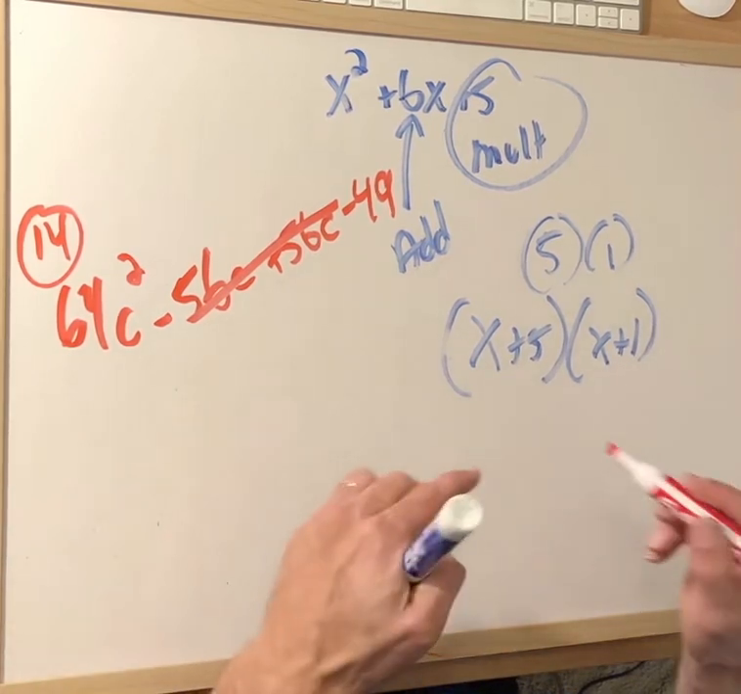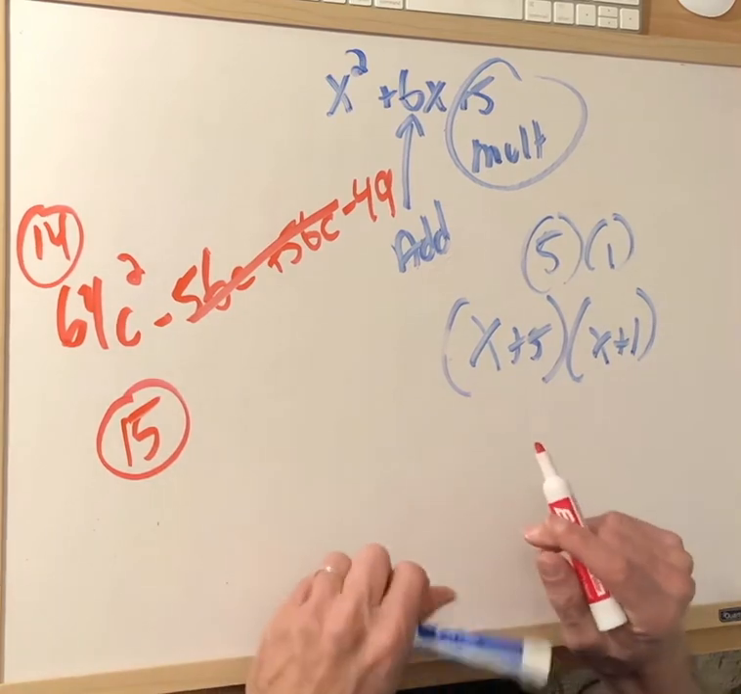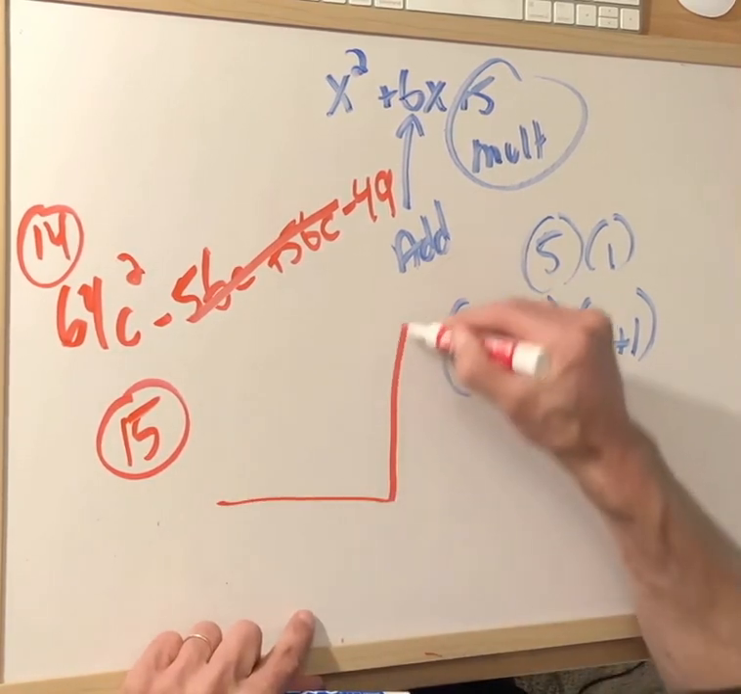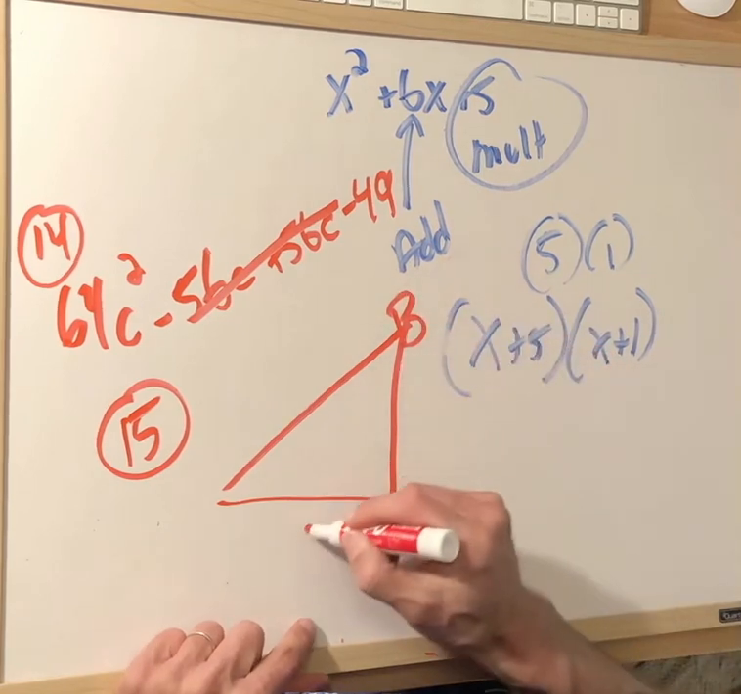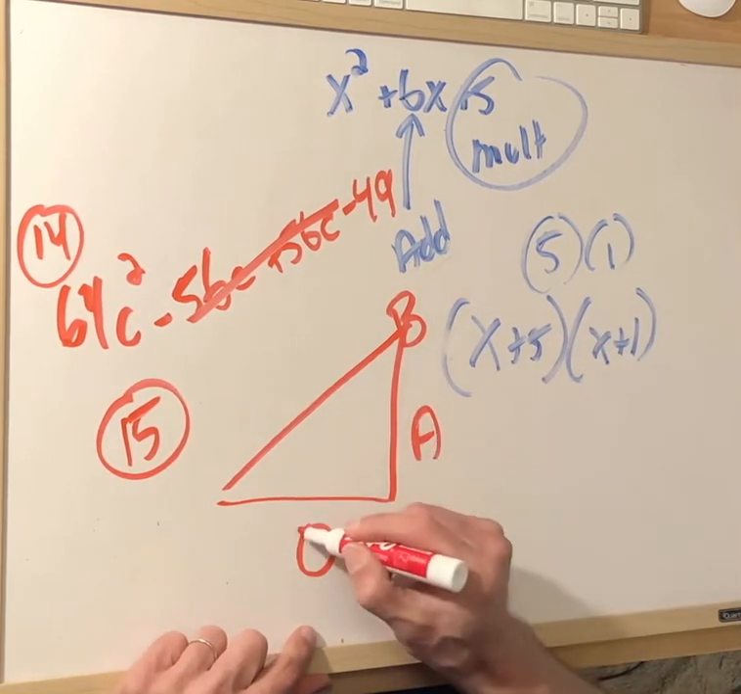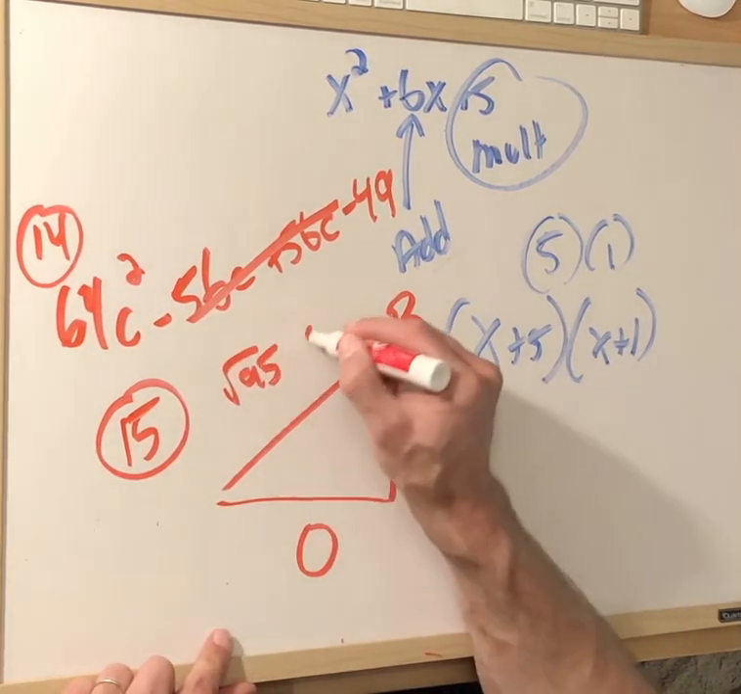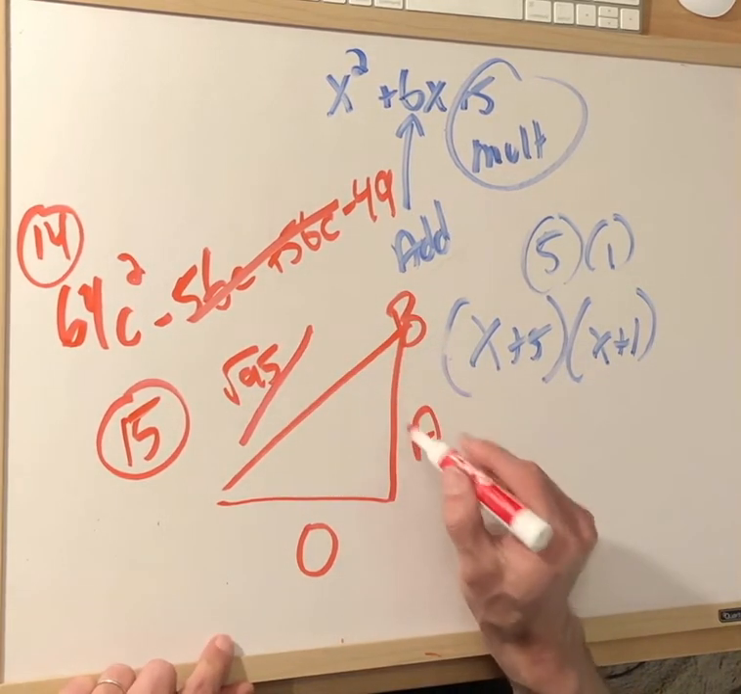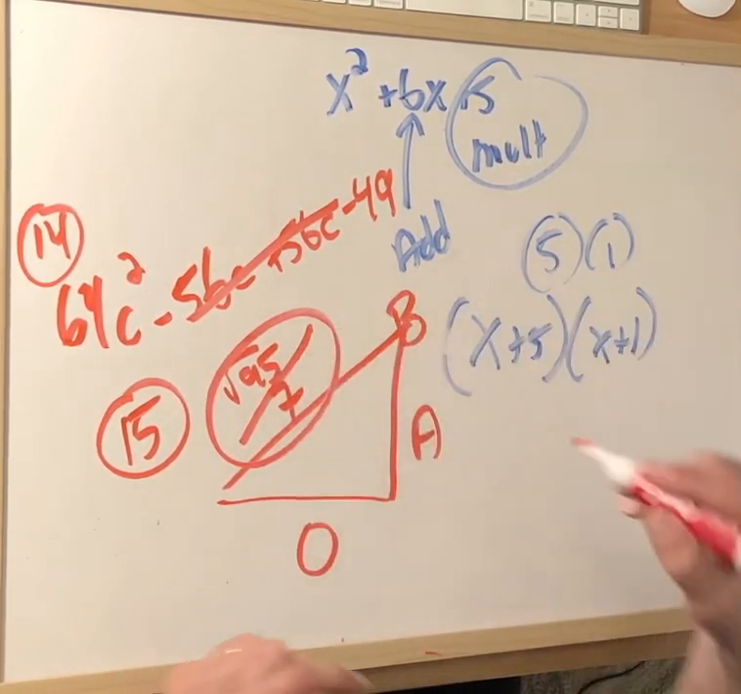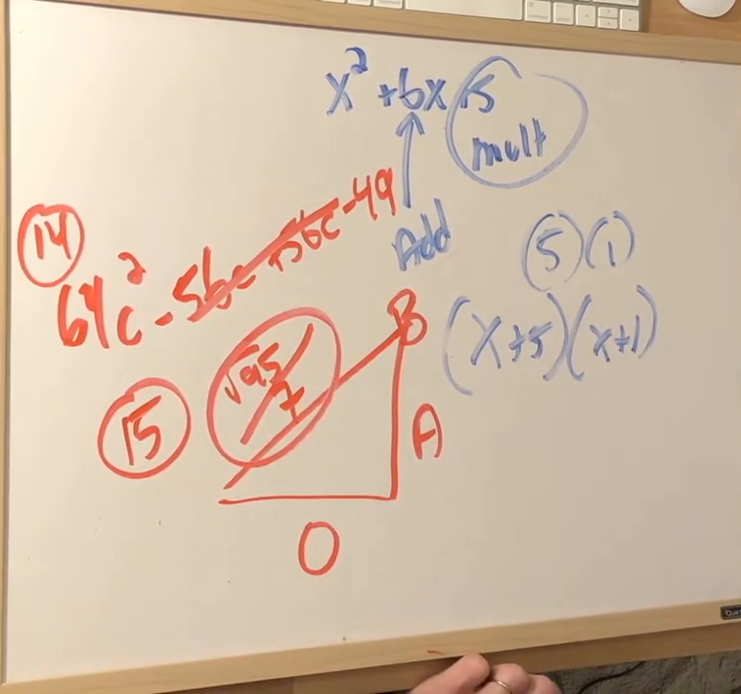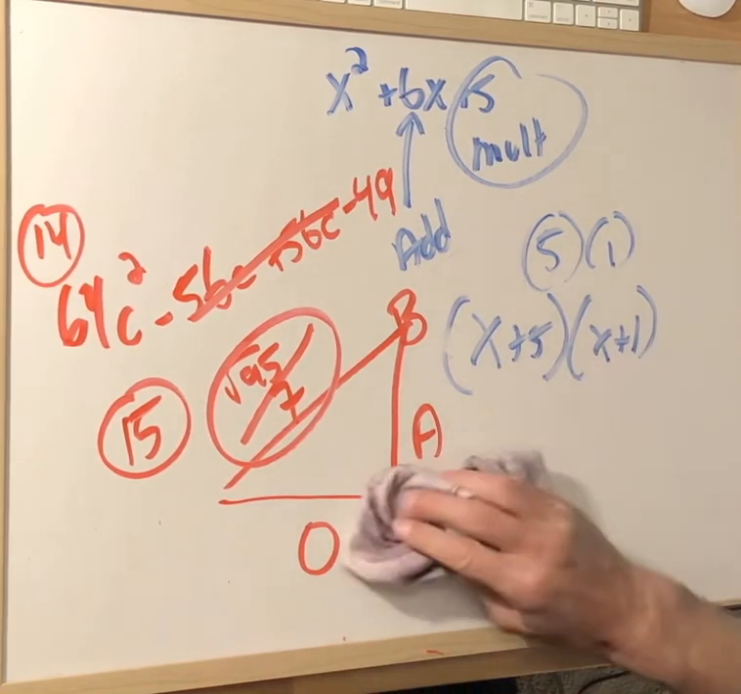Okay, for number 15, tangent of angle B. Tangent is opposite over adjacent. This side right here is root 95 over this side right here is 7. Here's your answer. This isn't your hypotenuse, I'm just writing it right there. So root 95 over 7 is letter choice A for 15.